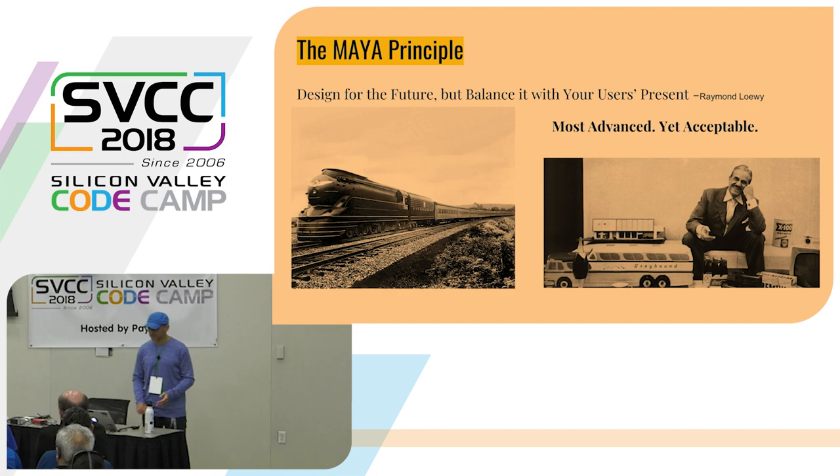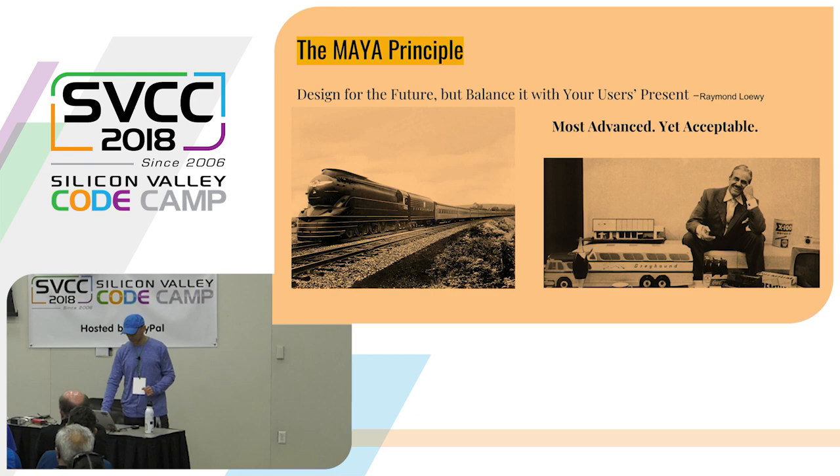And that's the Maya principle. He basically says when you design for the future, you go as far as you can to push the imagination, but it has to look familiar. So you say, okay, I'm going to build something that is really futuristic, but people can relate to it with what they have in the present. And this guy was really famous for all of his futuristic designs. He did some really amazing work, and that was his principle.